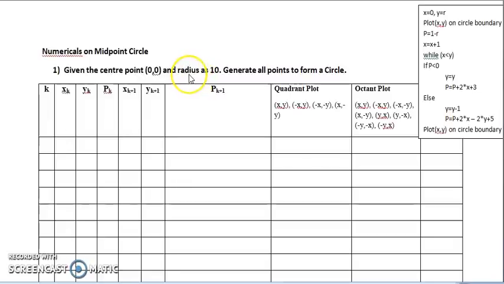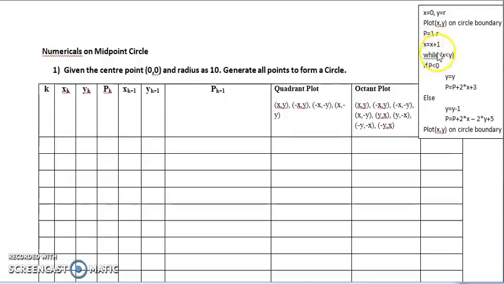By now we know that my circle will follow 8-way symmetry as the number of calculations will reduce. Also we know the start conditions, that is where my x will be 0, my y will be r initially, and I plot these points on the circle boundary. We have also seen what will be there in the plot function. We initialize our first p to p is equal to 1 minus r, and then by default my x will be incremented by 1.